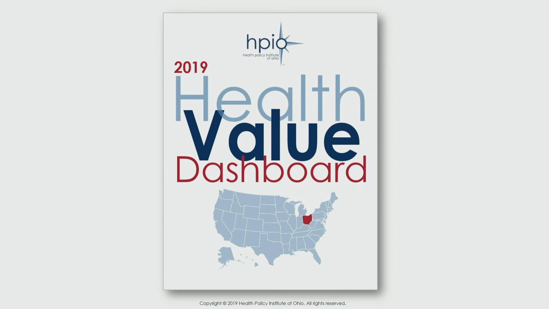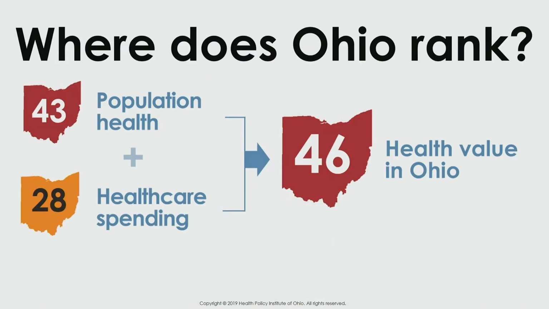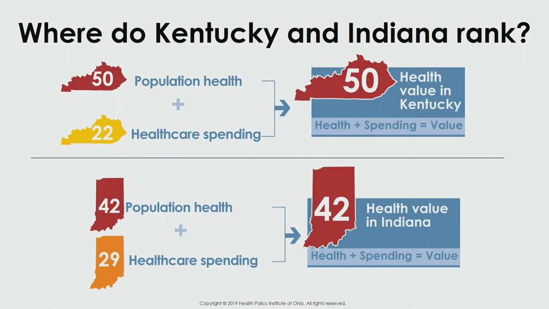The first is our health value dashboard. This is a tool that we use to track Ohio's progress on a set of about 100 metrics related to health. The primary finding from the 2019 health value dashboard was that Ohioans are less healthy and spend more on healthcare than people in most other states. On health value, which is a composite metric of population health and healthcare spending, we ranked number 46. Just to head off the questions, our neighboring states aren't doing much better.